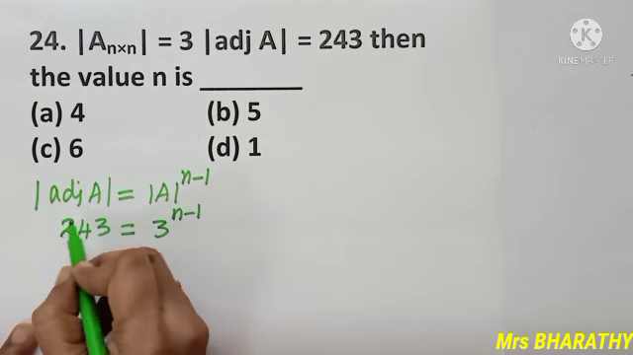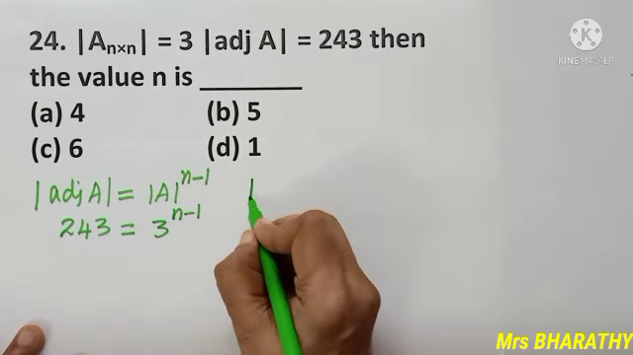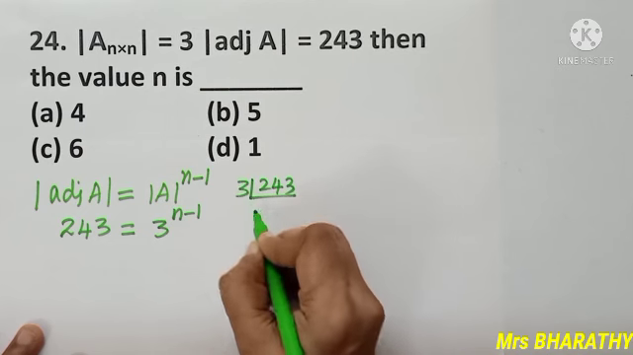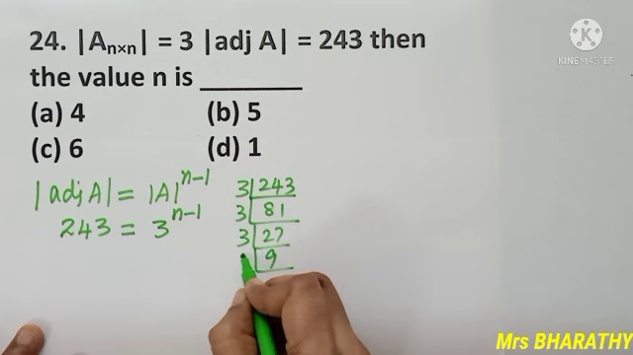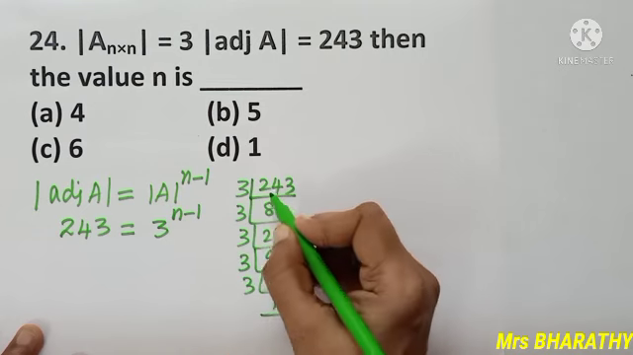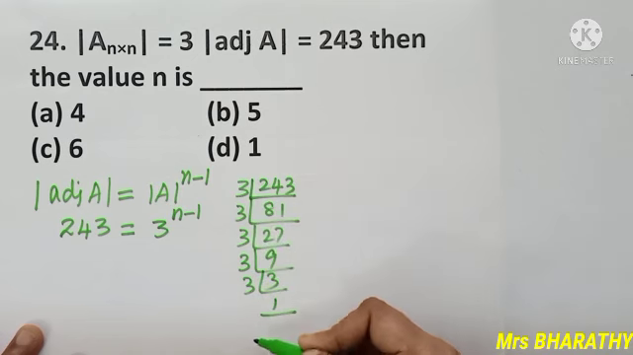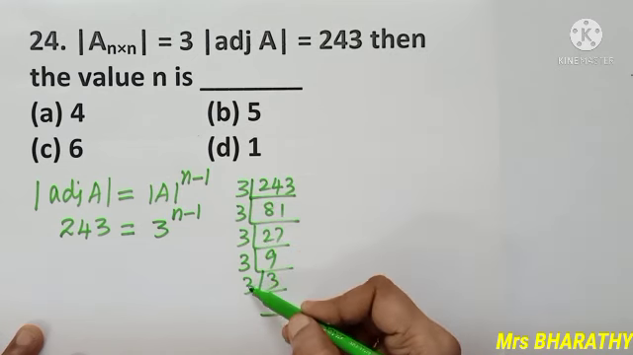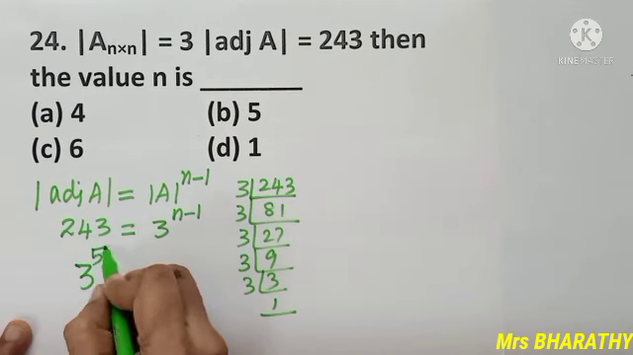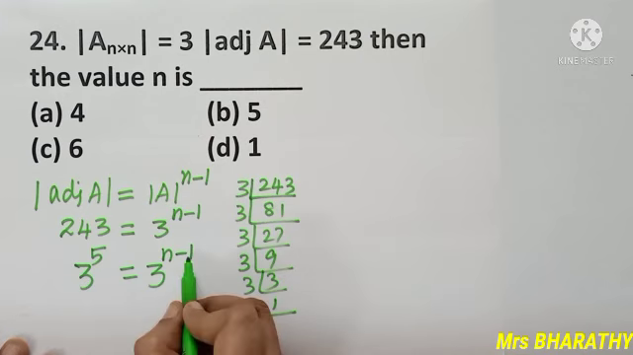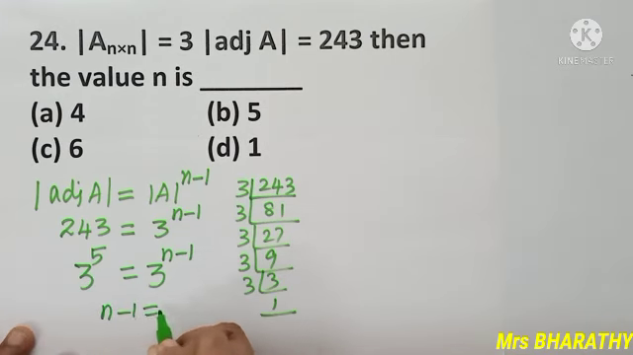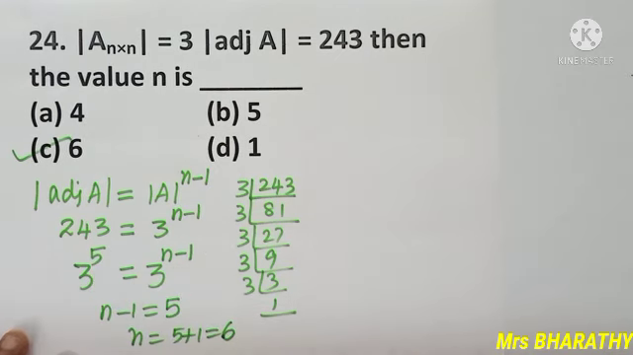Let us try to write 243 also as a power of 3. Keep on dividing by 3. I do get five 3's. As I divide 243 repeatedly by 3, I get 1, 2, 3, 4, 5. So 3 power 5 is nothing but 3 power n minus 1. Compare the powers. n minus 1 is 5, or n equals 5 plus 1, that is 6. Option C is the right choice.